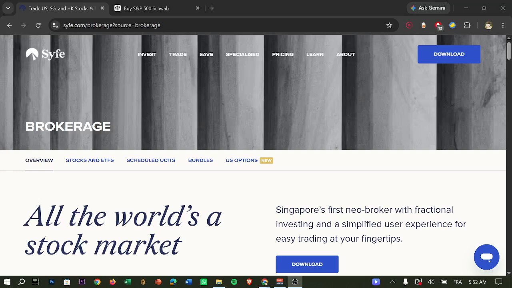So buying an S&P 500 investment on Syfe Trade is one of the easiest ways for investors to gain exposure to 500 of the largest publicly traded companies in the United States. Instead of buying individual stocks, you can invest in an S&P 500 ETF through Syfe Trade and build a diversified portfolio with a single investment.